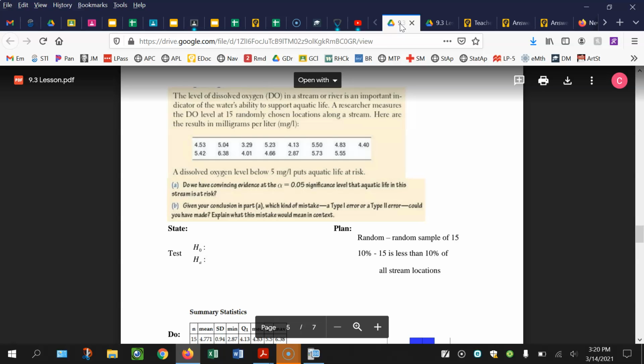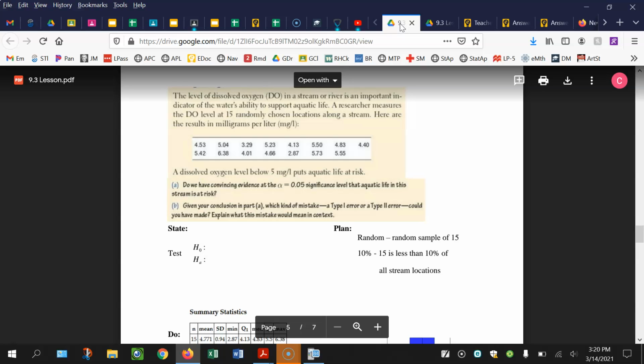Okay, so here's an example. There is a part A. You're like, oh, you said it's never always, but it does say convincing evidence, so I need to know to do a test here. So for the state step, I need to list the parameter, the hypotheses, and the significance level. The parameter is going to be mu, the true mean dissolved oxygen level in this stream.